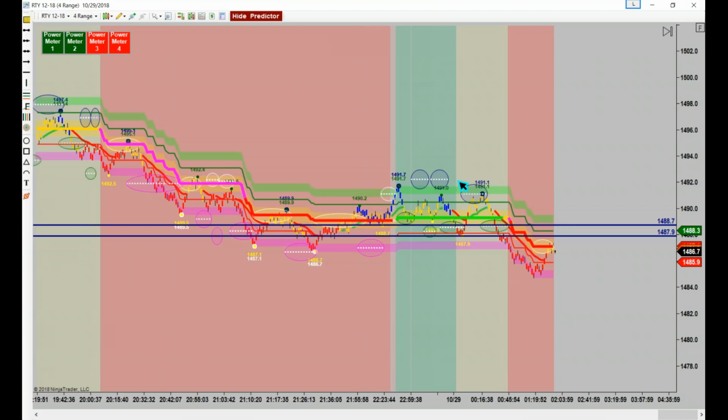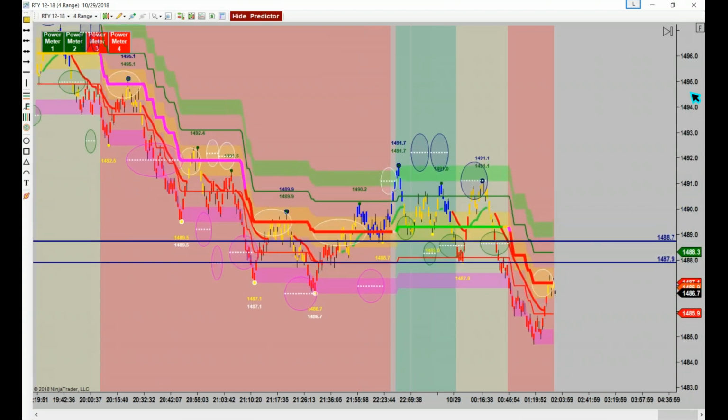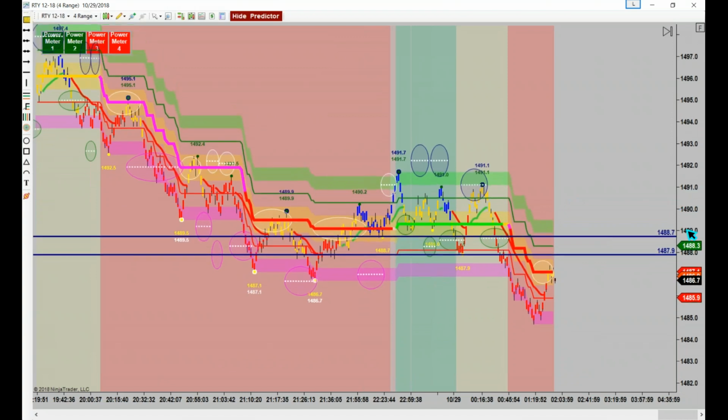Because until it takes out this resistance here, this is exactly to the left right here, and this is secondary to the left. Now this would be a phantom trade, and it would be a legitimate phantom trade if it were to hit its head there and roll over.